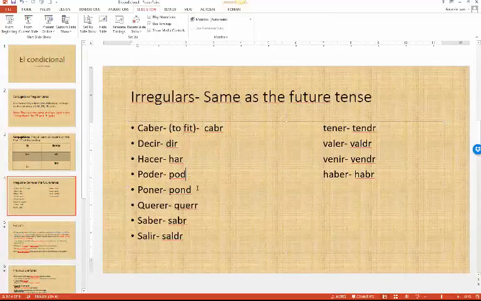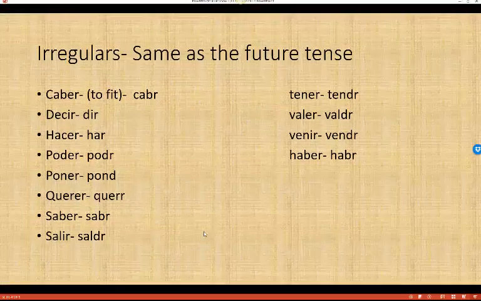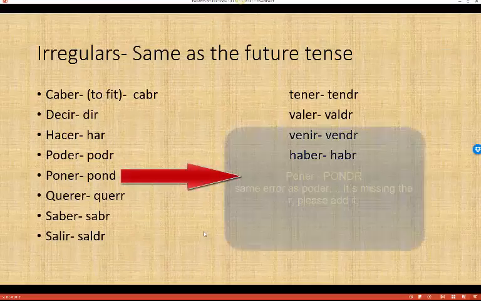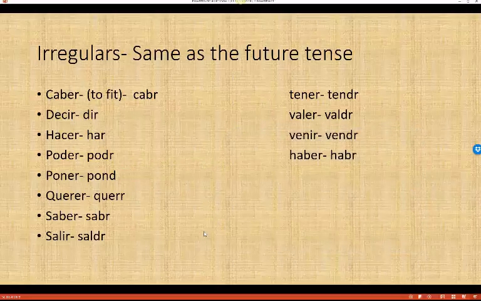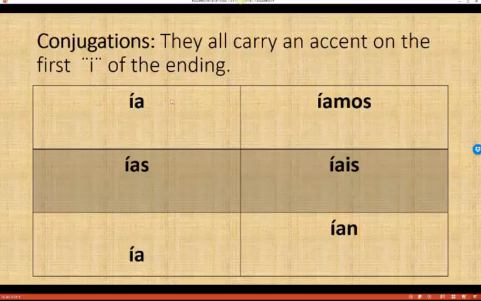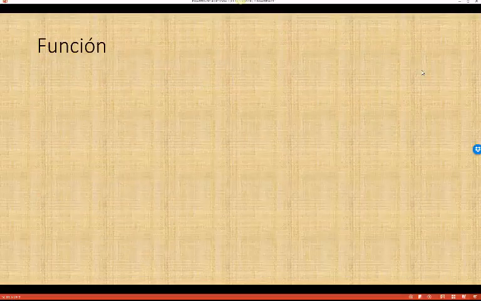And let's fix that real quick. That way it's easier and faster this way. Poner, pondría. Querer, querría. Saber, sabría. Salir, saldría. Tener, tendría. Valer, valdría. Venir, vendría. Y haber, habría. So those are all in the yo form. Obviously, you would change the ending accordingly to your subject. And just if we go back one, make notice that the accent falls on the first I within the ending of the conjugation.